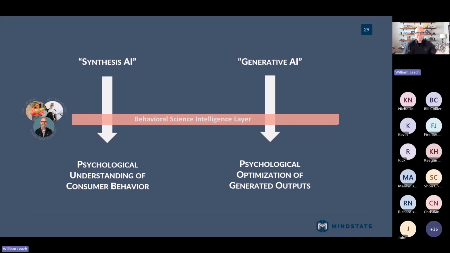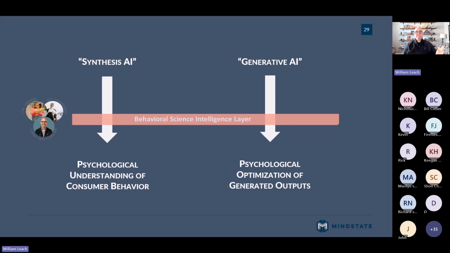Well, now you wouldn't just be synthesizing data, you would have a deeper psychological understanding of consumer behavior. And when that write-up comes to you, when the platform you're using or the insights company that you're using is doing generative AI to create your research reports so that they're faster, and I totally get why you do that. But what if that was being pushed also through a behavioral science intelligence layer? So it's going through the librarian, the cognitive psychologist, behavioral psychologist, and the insights professional. Now, rather than getting findings, you're going to get psychological optimization of your generated outputs. And those outputs, if you're in market research, could be certainly better research reports.